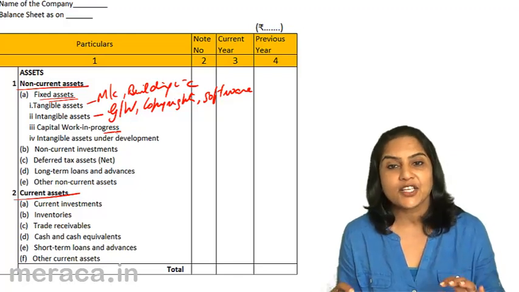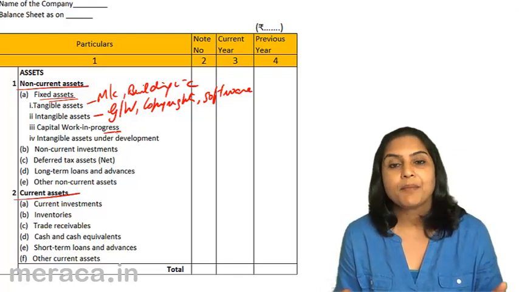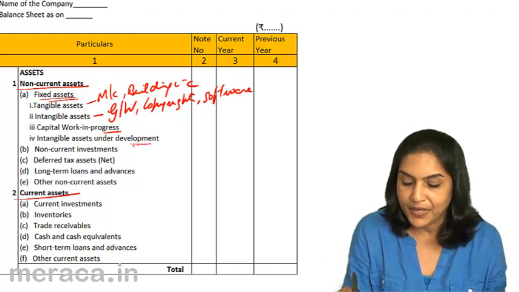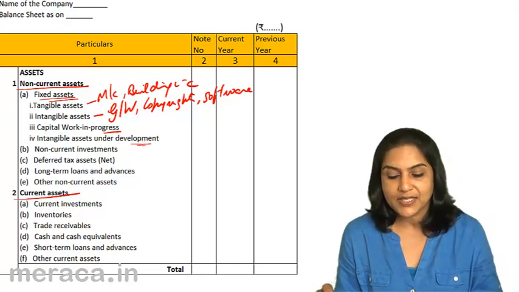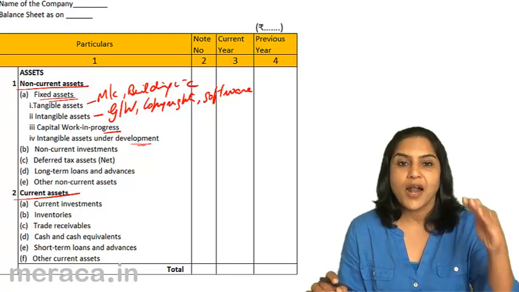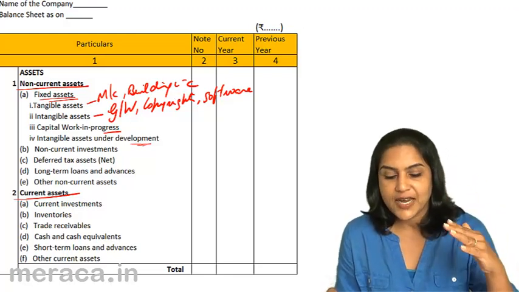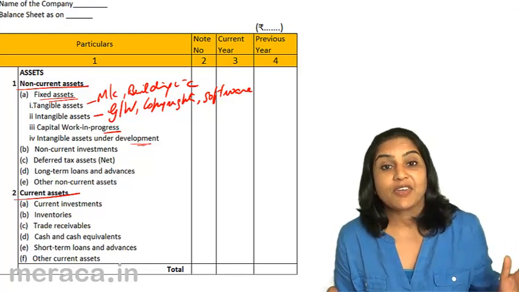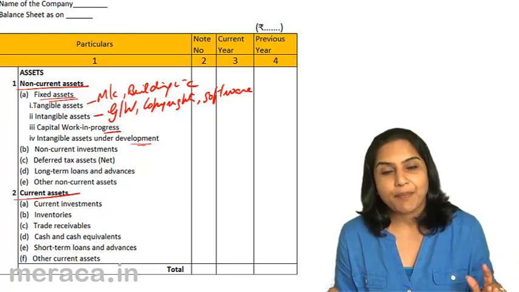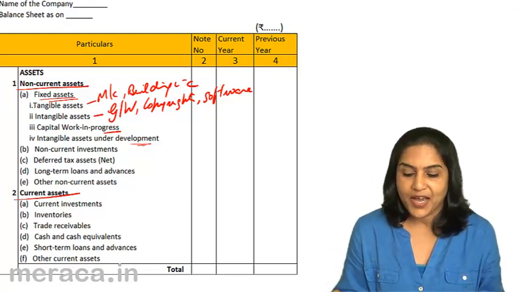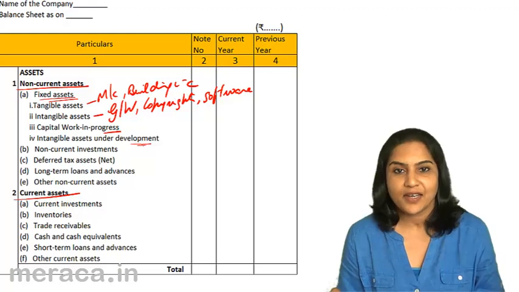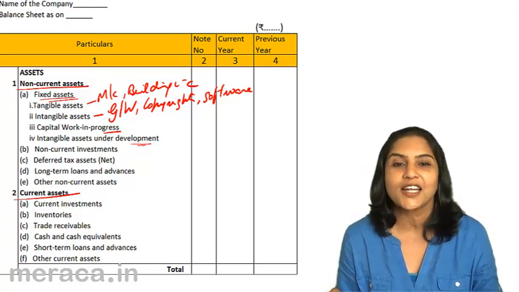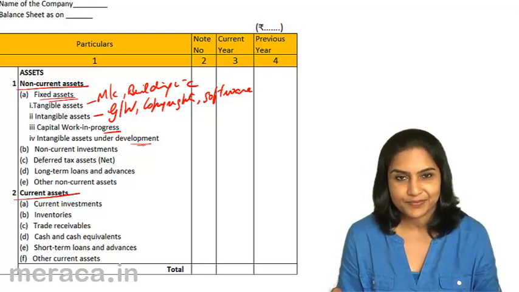If there are intangible assets under development, maybe software is being developed, it is still under development, this becomes intangible assets under development. So under non-current assets, the first item is fixed assets, and under fixed assets we have tangible assets, intangible assets, capital work in progress, and intangible assets under development. So basically it's tangible capital work in progress and intangible capital work in progress.